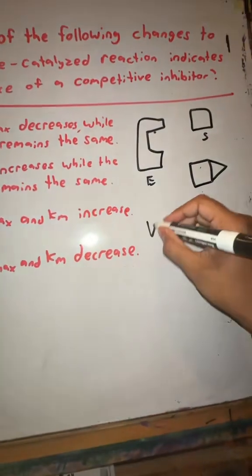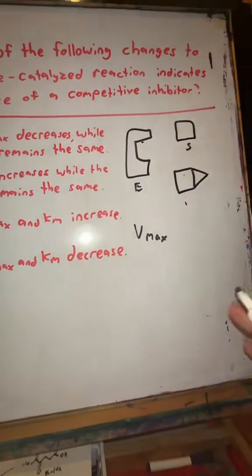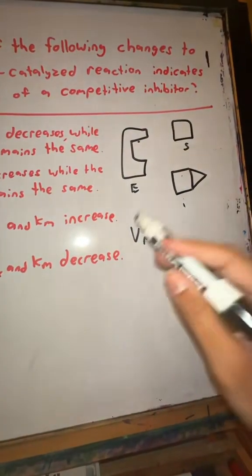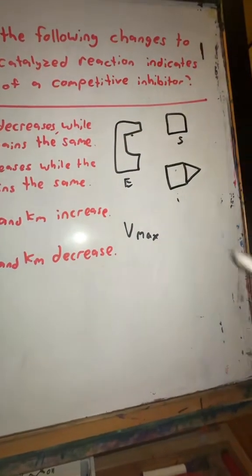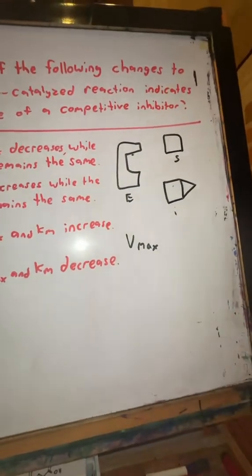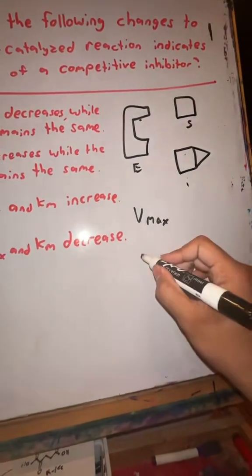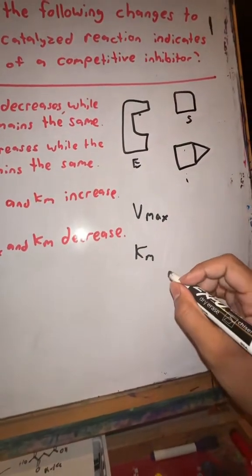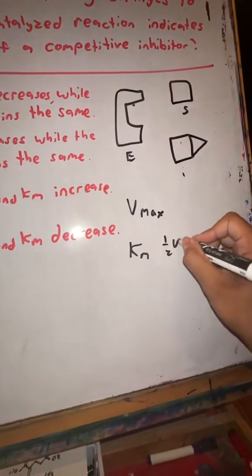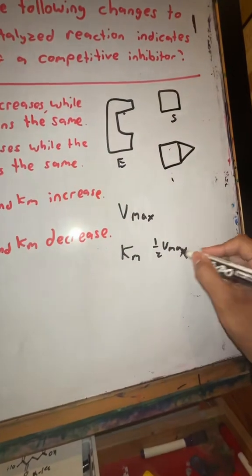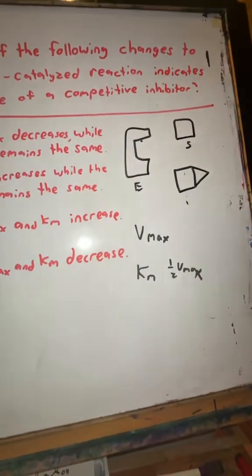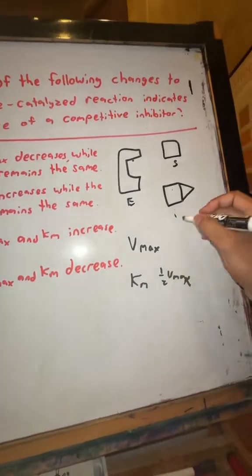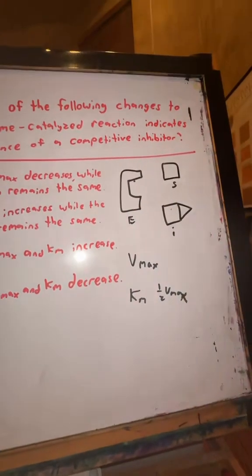Next term we have is Vmax. Vmax is the maximum velocity if all enzymes present are full of substrates, so they're all working to their maximum capacity. That's your maximum velocity. Next, we have Km. Km is the substrate concentration at half of Vmax, and usually it helps you understand the affinity between enzymes and substrates. And so let's see what will happen if you put the competitive inhibitor in this situation.